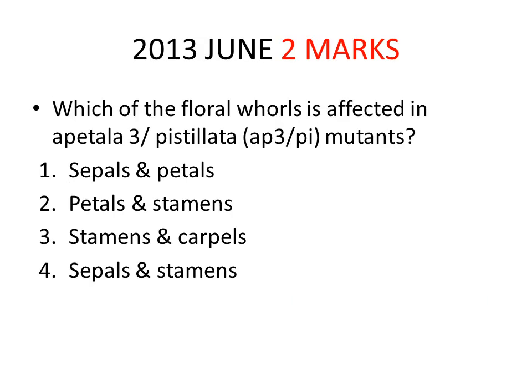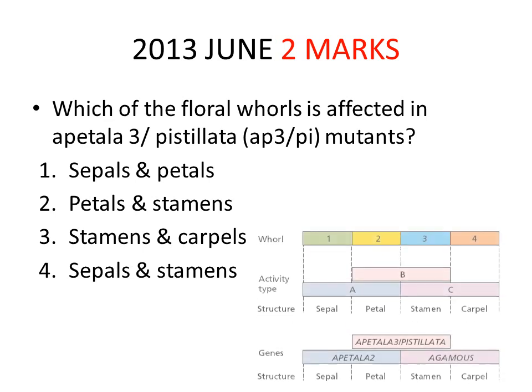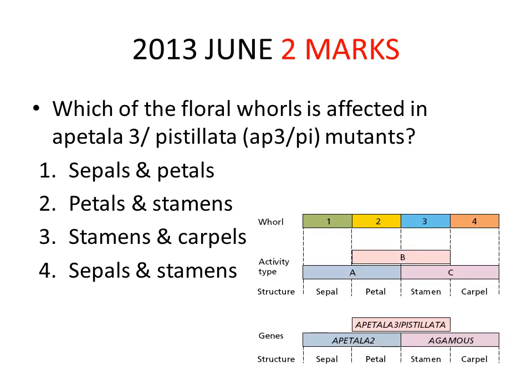Next question, in June 2013, it is also asked as a 2 marks question. Now here they have changed the genes. They have asked about apetala 3 and pistillata 3. It means B gene is affected. Now if B gene is affected, then there won't be any formation of petals and stamens. So what will be affected? Petals and stamens will be affected.